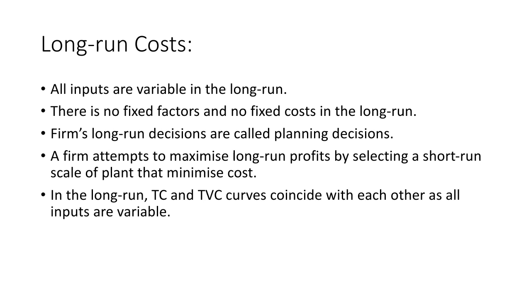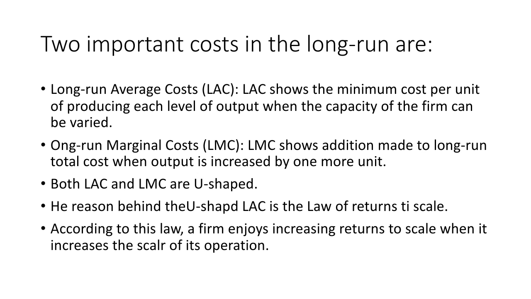In the long run, total cost and total variable cost curves coincide with each other as all inputs are variable. So there is no difference between TVC and TC here in the long run because we do not have total fixed cost. Therefore, these two curves coincide with each other. It means TC is equal to TVC in the long run because all the factors are variable in the long run.